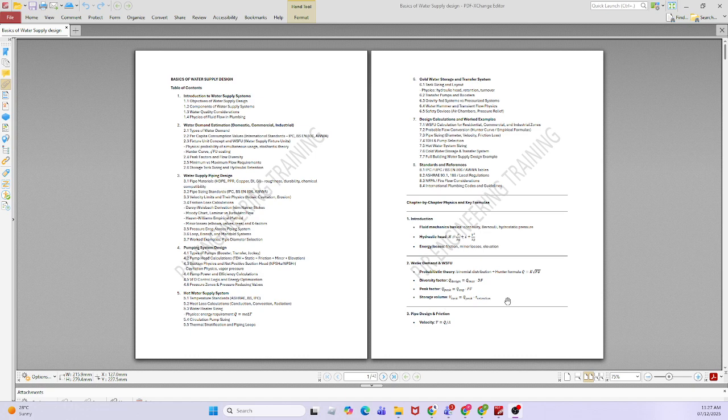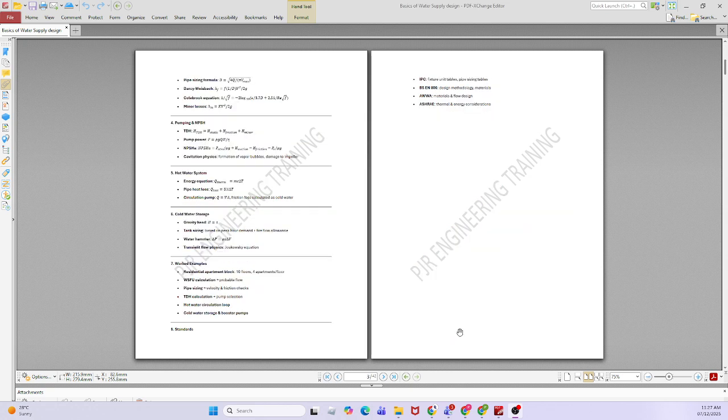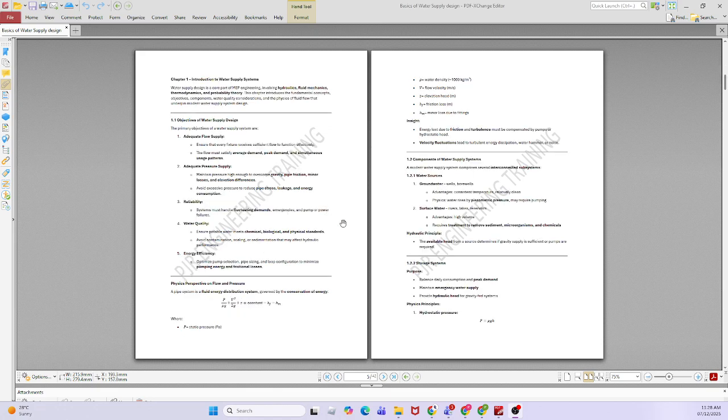Then the pipe design and friction: how we calculate velocity, the pipe sizing formula, the Darcy-Weisbach equation. There are some equations I have given, and we will be using all these equations when we do the calculations. Then the NPSH calculation, hot water system, cold water storage, worked examples, everything. Based on that, we prepared study material of around 42 pages. You can go through it.